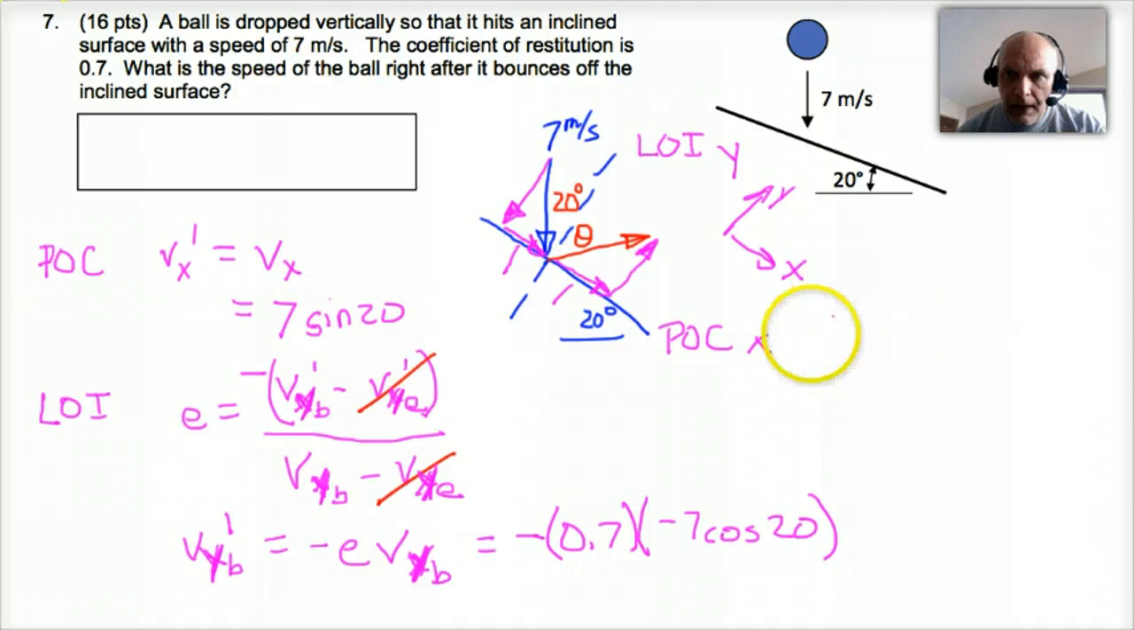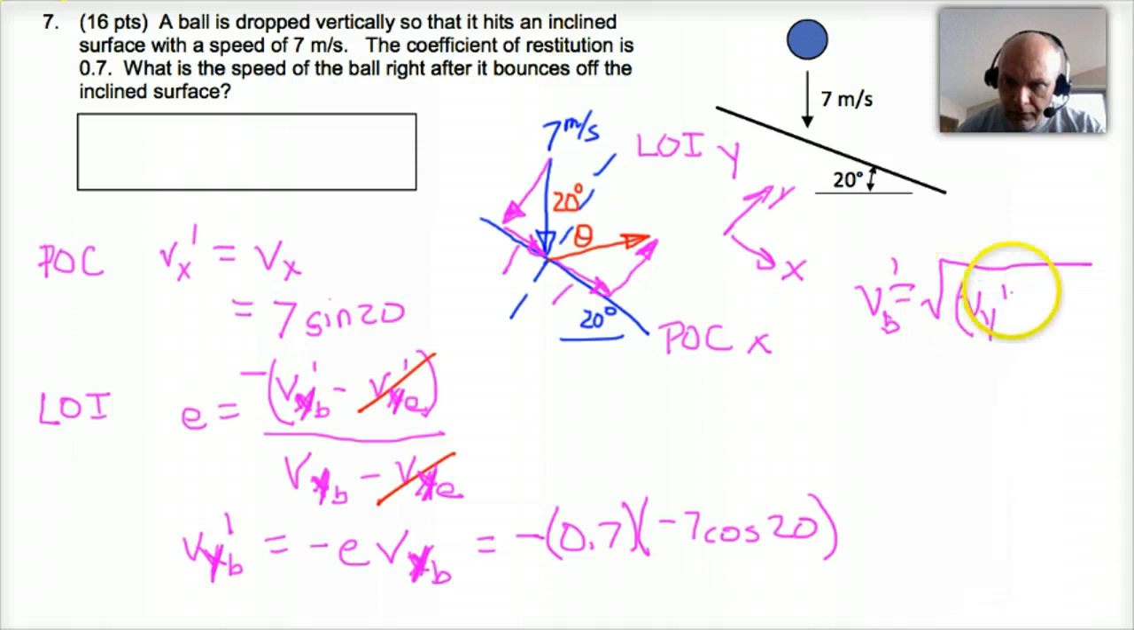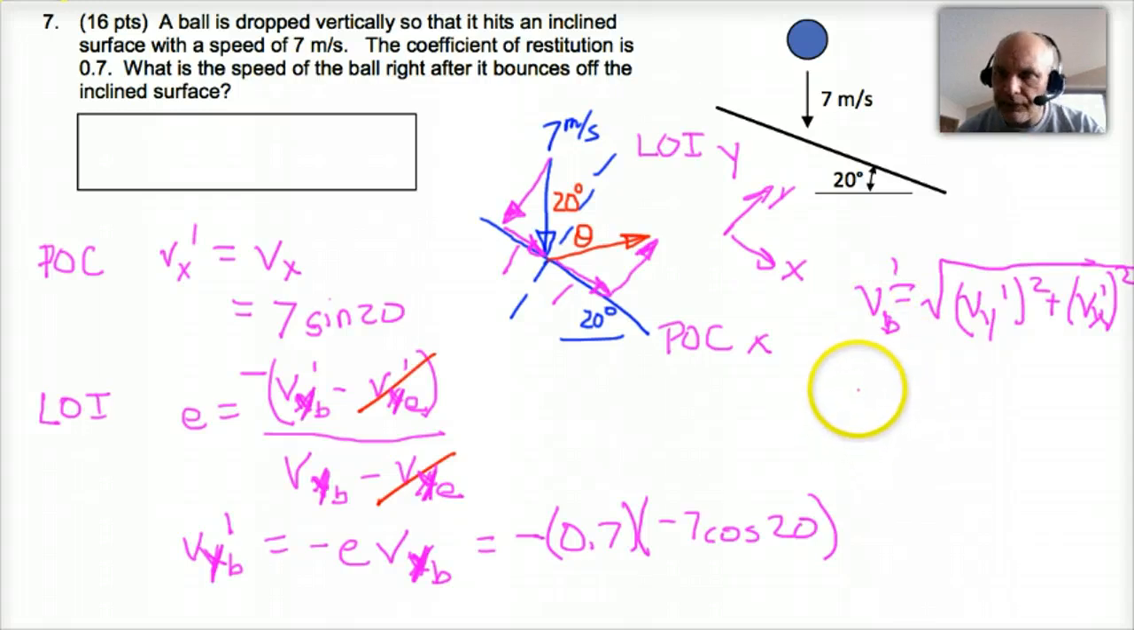Okay, I'll finish working it up symbolically, then plug in the numbers. Our final velocity of the ball is going to be the square root of Vy prime squared plus Vx prime squared. I'll take those two numbers and combine them to get the final velocity of the ball.